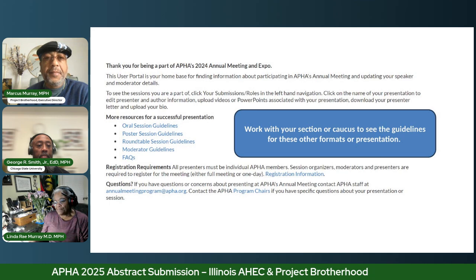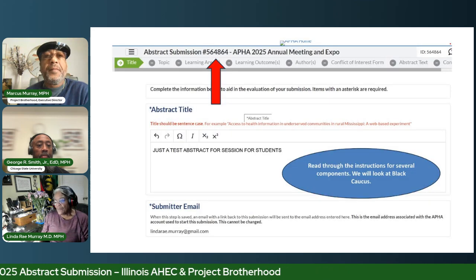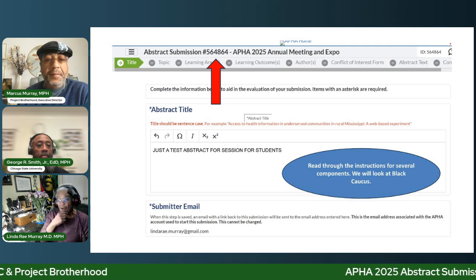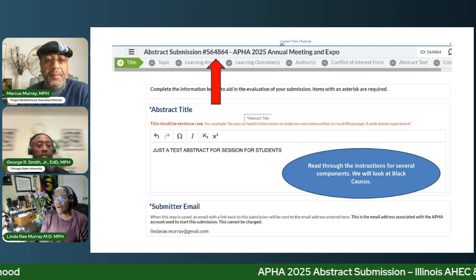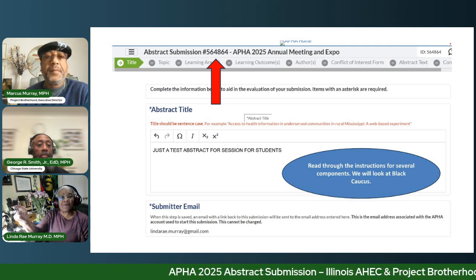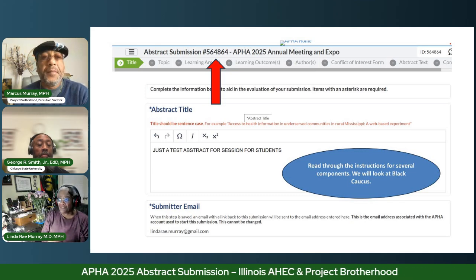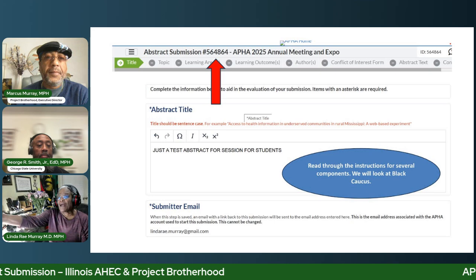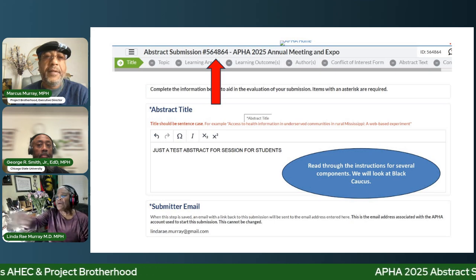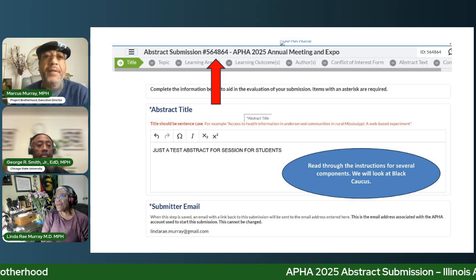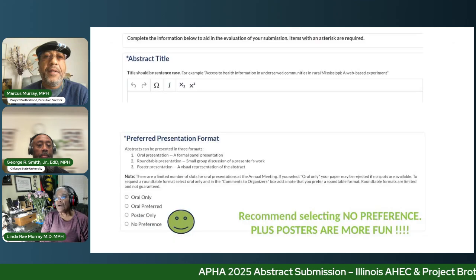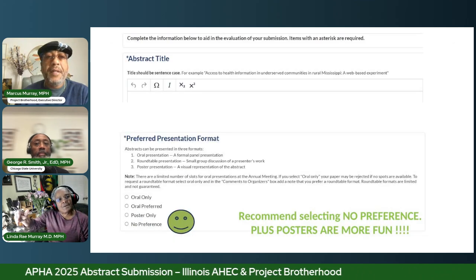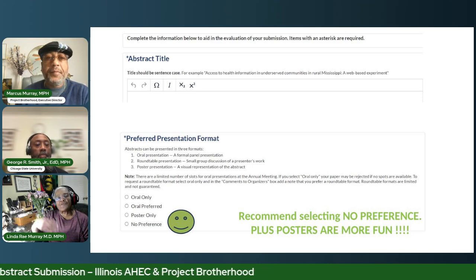Next slide. So this is what it looks like in the beginning when you start off. That red arrow is pointing to the abstract number. That's how you're going to find your presentation again. But you can see here, this is a screenshot. There's a place to write a title. Next slide. We don't have to spend a lot of time on these. Next slide. I just want you to know what it looks like. So you're going to be marching through these screens, and so it's helpful to know what's coming up.